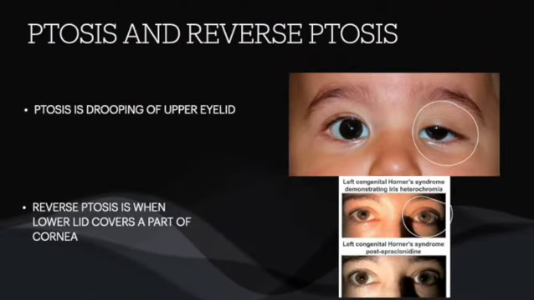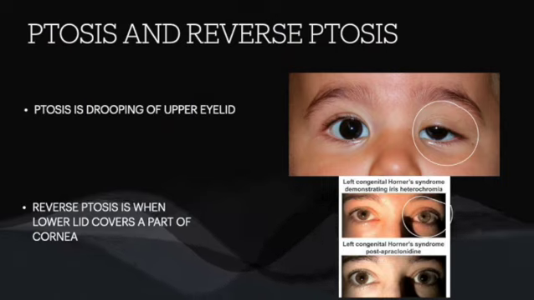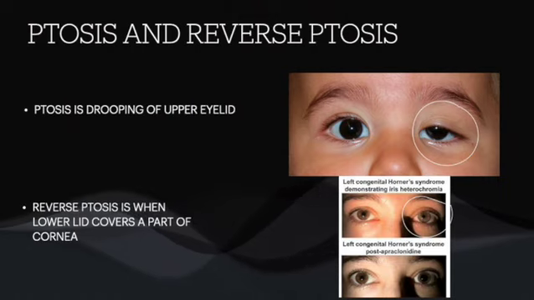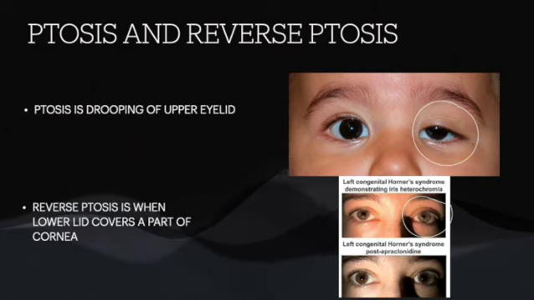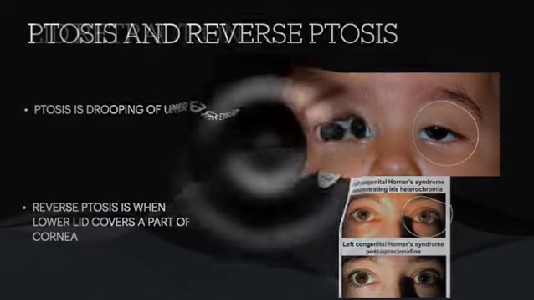Let's see about some lid conditions. The ptosis and reverse ptosis. Coming to ptosis, it is drooping of the upper eyelid. In the top right corner, you can see there is a left ptosis picture, and reverse ptosis is when your lower lid covers a part of the cornea, usually seen in Horner syndrome. In the bottom corner, if you see, there is reverse ptosis.